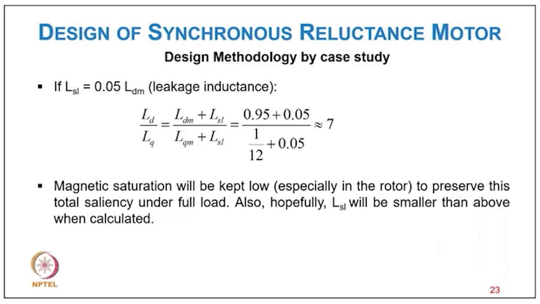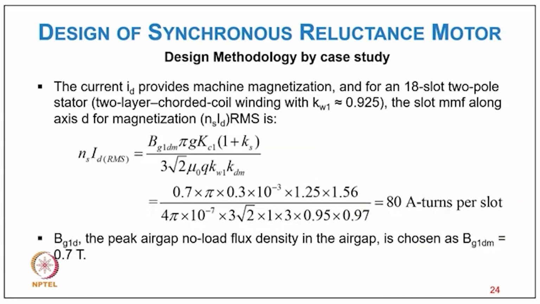So magnetic saturation will be kept low, especially in the rotor, to preserve this total saliency under the full load. Also, hopefully LS1 will be smaller than above when calculated. So current ID provides machine magnetization, and for an 18 slot 2 pole stator, 2 layer short-pitched coils winding with KW1 equal to 0.925.